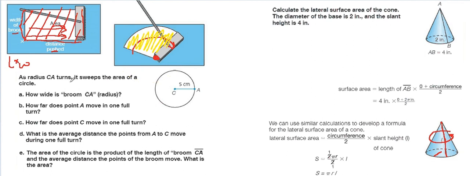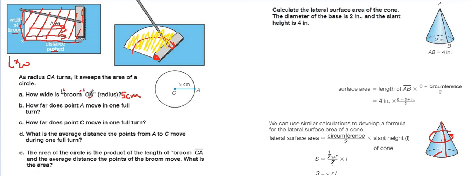As radius CA turns, it sweeps this circular area. Well, how wide is the broom if we imagine the radius as a broom? It's 5 centimeters. 5 centimeters, right? Radius, CA, broom.